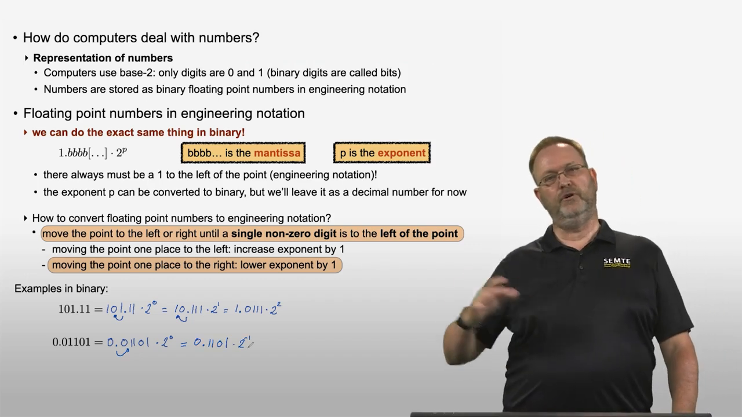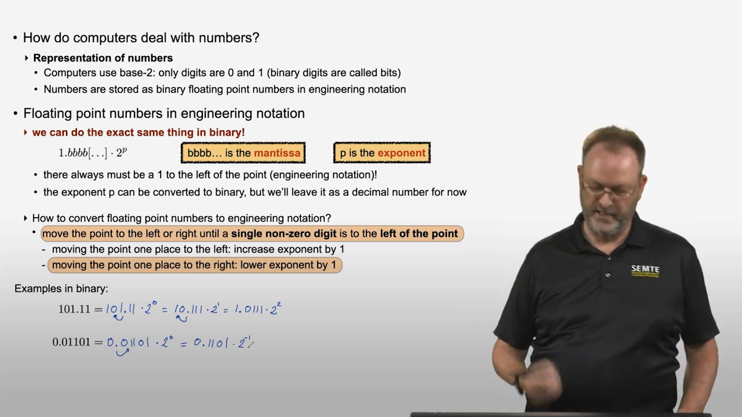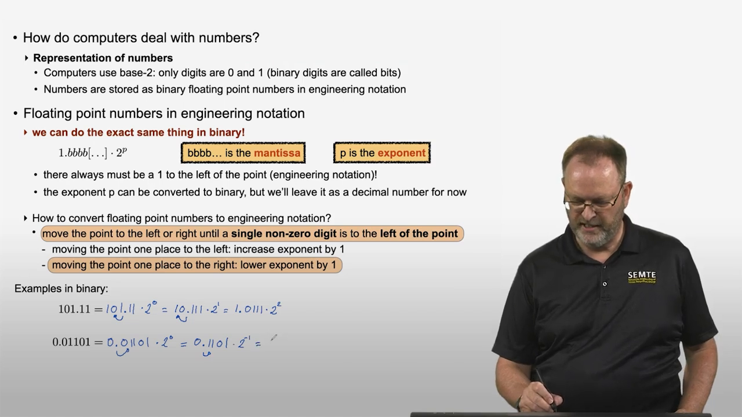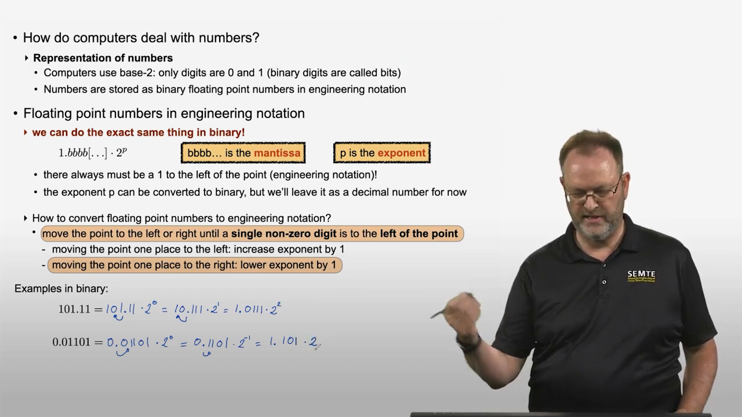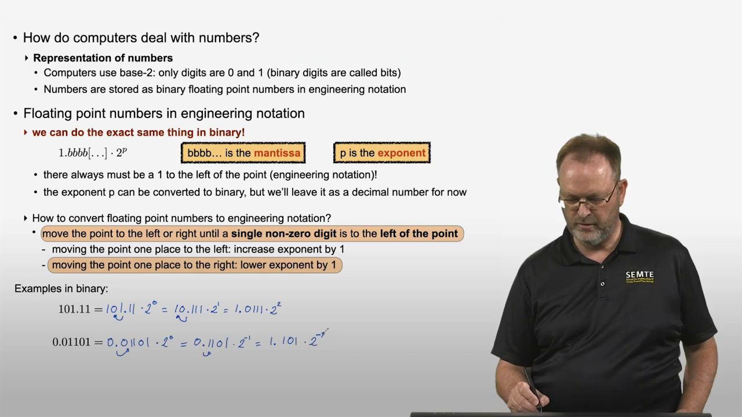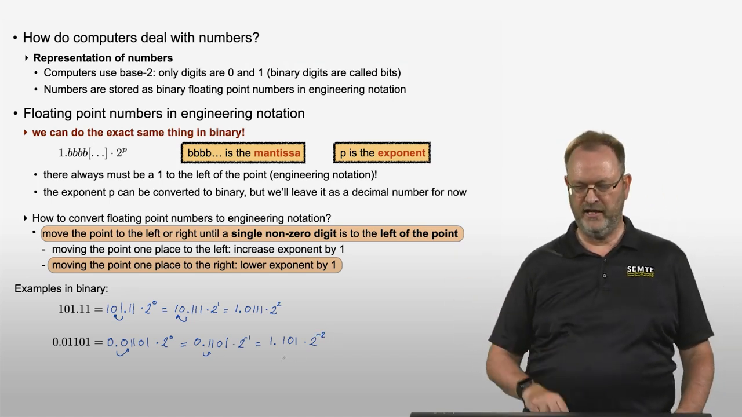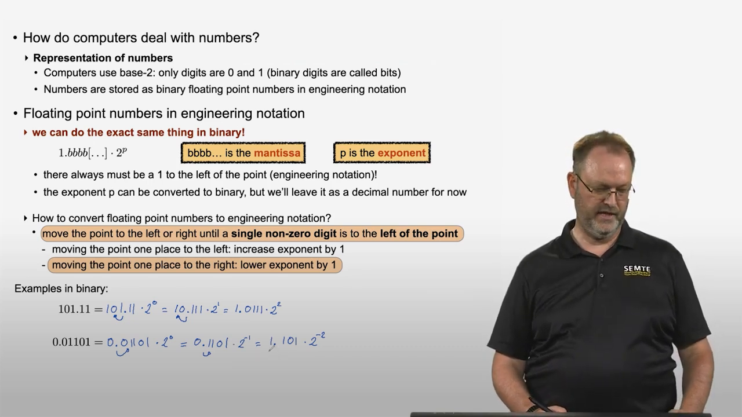Right, I moved the binary point over to the right, so I have to reduce the exponent from 0 by 1 to negative 1. But this still isn't in engineering notation, so I have to move this dot over 1 more spot, which would be equal to 1.101 times 2 to the power, reduce the exponent by 1, 2 to the power negative 2. And that translates the number now into an engineering notation, right? Because I have a single 1 to the left of the binary point.